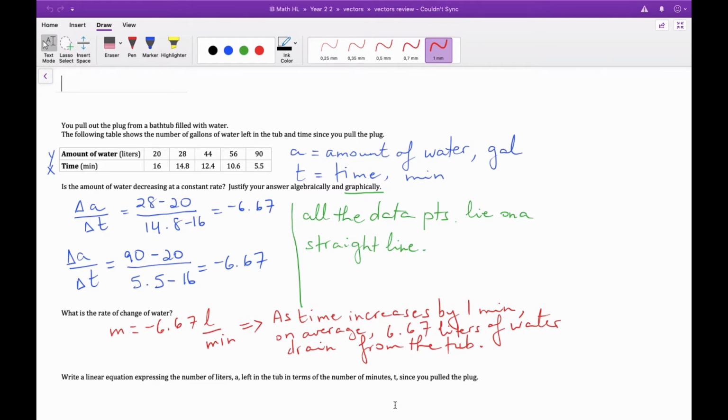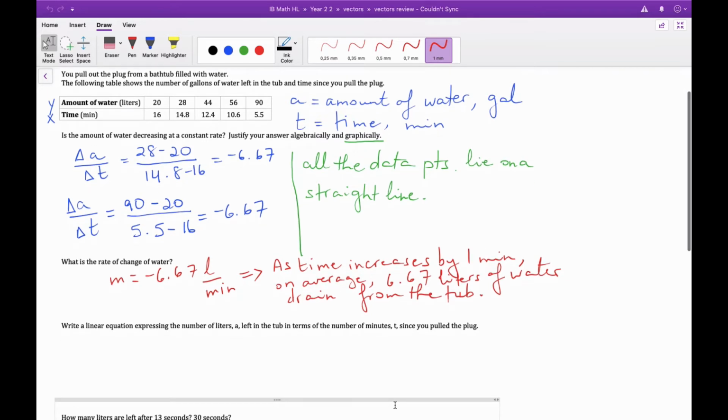All right, and so we're back to this problem with water leaving our bathtub. If you remember from a few days ago, we had the amount of water in liters as A, and T was our time, and we had this data set at various times of the water leaving. We had found our rate of change, or our slope, as negative 6.67, and we had interpreted it. Now we are ready to write an equation for this line.